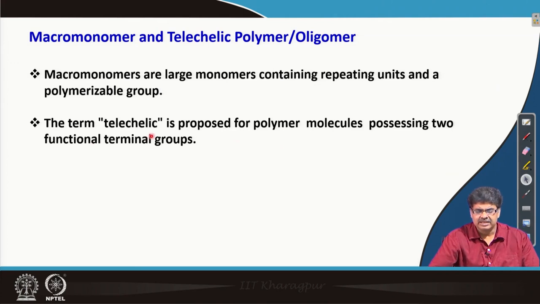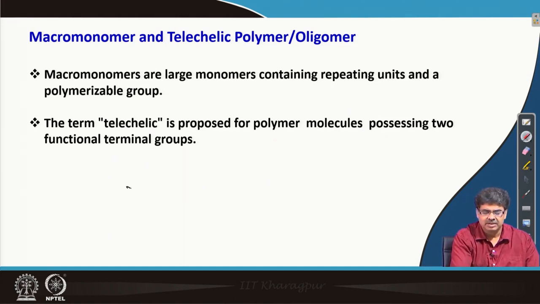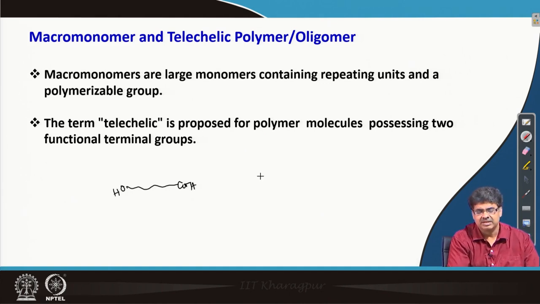The term telechelic is proposed for polymer molecules or oligomer molecules possessing two functional groups at the end. So, basically if I have an oligomer, say COH this side and OH this side, or something else, a double bond this side and a double bond this side, then we call this a telechelic polymer, or depending on the size we call this an oligomer.